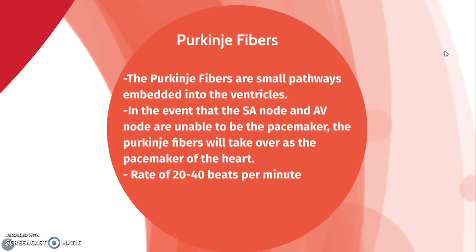Finally, we reach the Purkinje fibers. The Purkinje fibers are small pathways embedded into the ventricles. In the event that the SA node and the AV node are unable to be the pacemaker, the Purkinje fibers will take over as the pacemaker of the heart with a rate of 20 to 40 beats per minute.